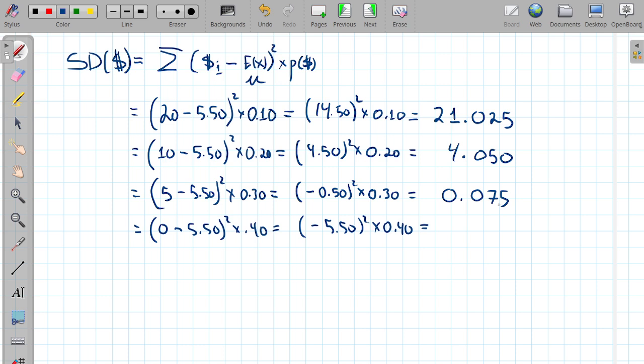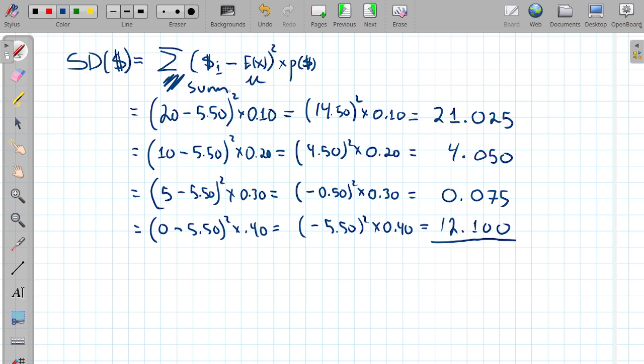Yeah, we got 5.5 squared times 0.4, and that's 12.1. Okay, now let's add this up, because remember, this is a summation operation. Remember, this thing right here means to sum your results. Got to throw a root on at the end. You are right, because this right now is variance. Let's add that up.